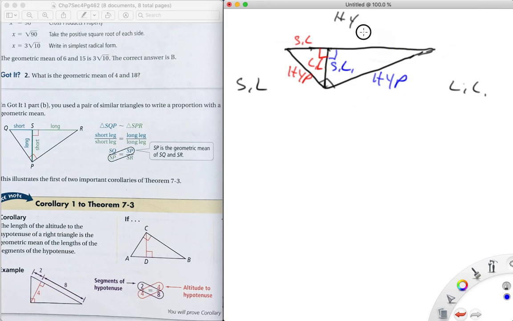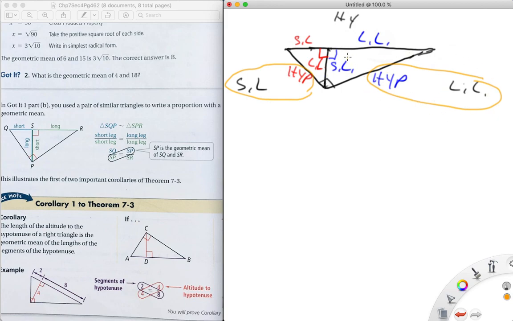This guy is the long leg. So if you look at it, we have things that overlap. The hypotenuse of the small triangle is the same thing as the short leg of the overall triangle. The hypotenuse of the medium triangle is the same thing as the long leg of the overall triangle.